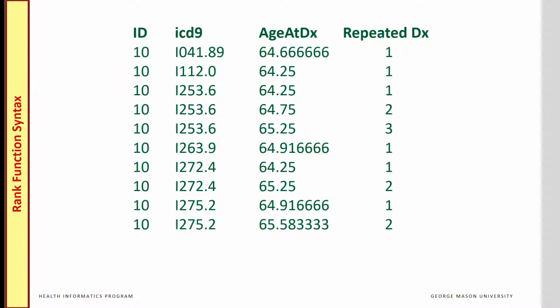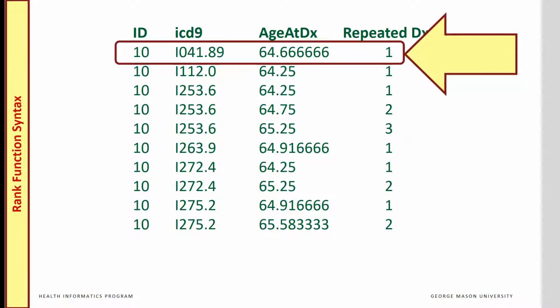The top 10 lines of the result of the query are provided here. All records refer to patient number 10. At 64.66 years, the patient was hospitalized with diagnosis 041.89, which is an unspecified bacterial infection. This infection did not repeat, so the rank does not exceed 1.